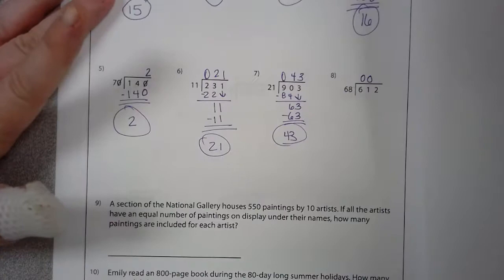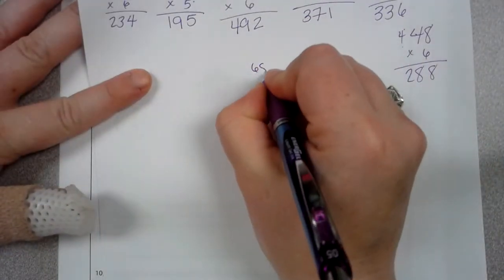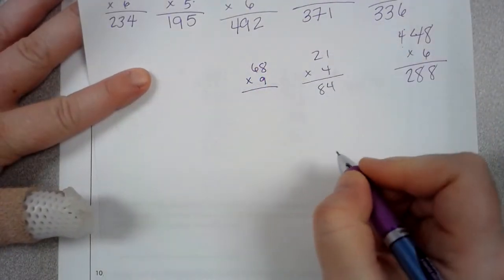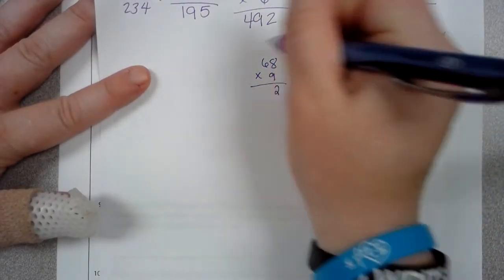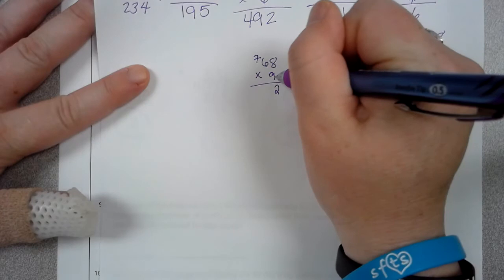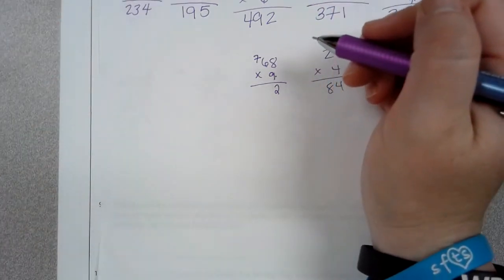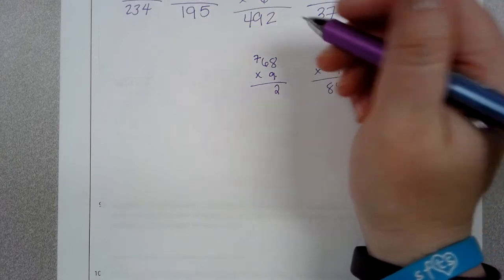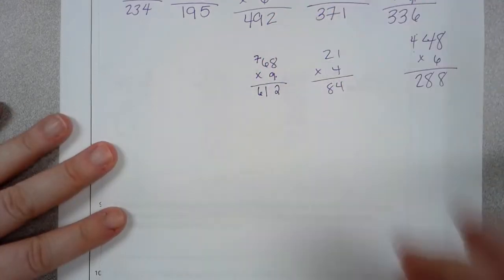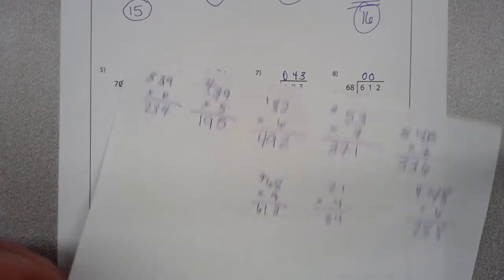So let's do 68 times 9. All right, 7 times 9 is 72. 9 times 6 is 54. 54 plus 7 would be 61. Hey, there we go. 9 times.